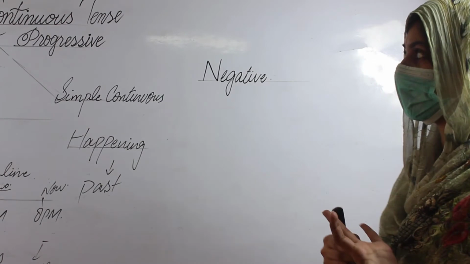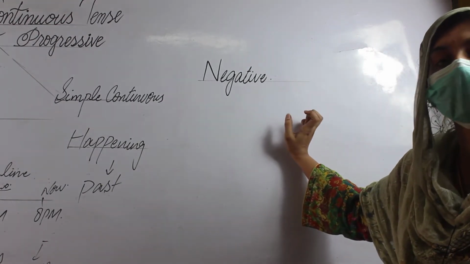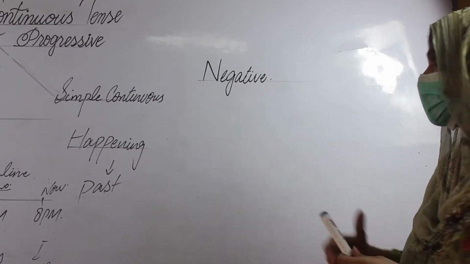Okay, the next part of the past continuous tense and the past progressive tense is the negative. Negative, which means how can we guess this one is a negative statement?